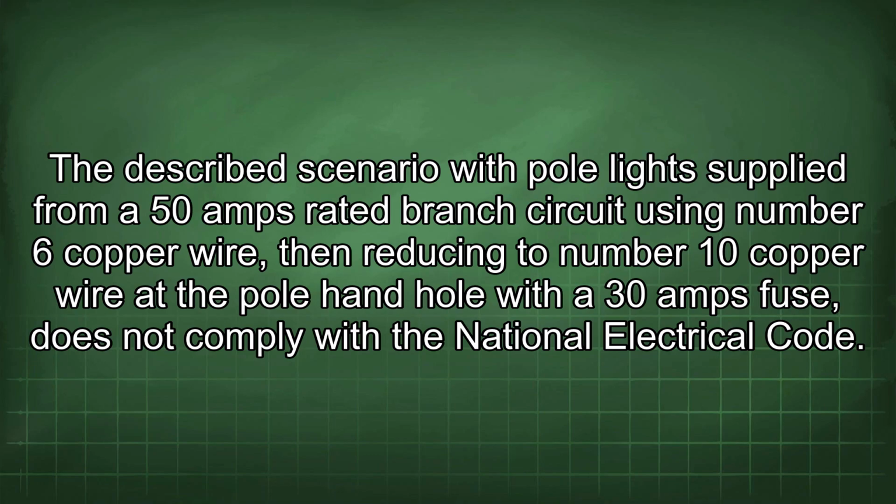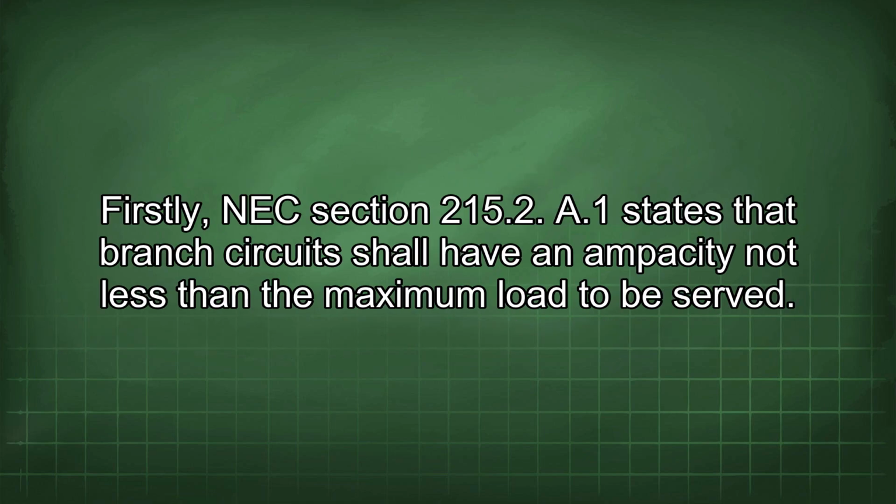The described scenario with pole light supply from a 50 amps rated branch circuit using number 6 copper wire, then reducing to number 10 copper wire at the pole handhole with a 30 amps fuse, does not comply with the National Electrical Code. Firstly, NEC section 215.2 A1 states that branch circuit shall have an ampacity not less than the maximum load to be served.